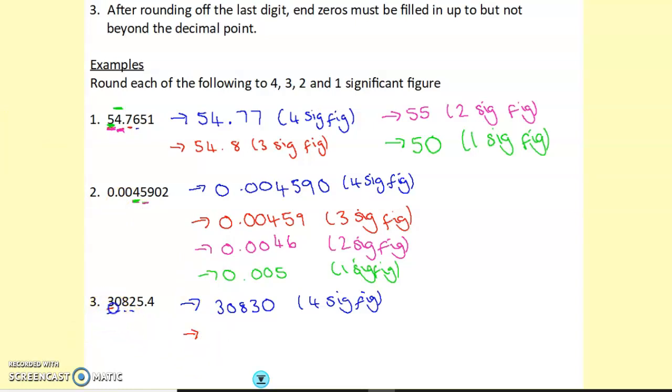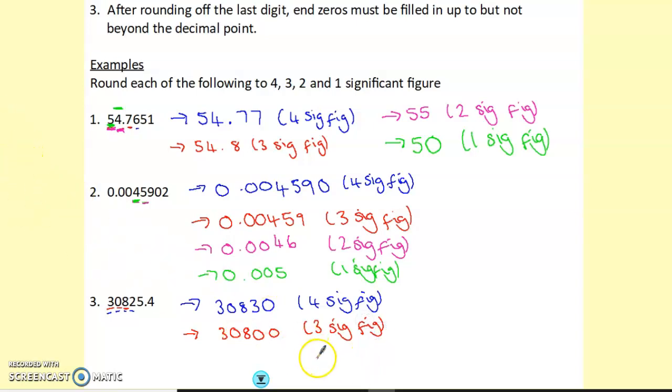3, 2, 3 takes me to the 8. After the 8 is a 2. 2 doesn't change anything, so I get 3, 0, 8. I've got 2 spaces before my decimal point, so I need to fill in those 2 spaces with zeros. That's 3 significant figures.